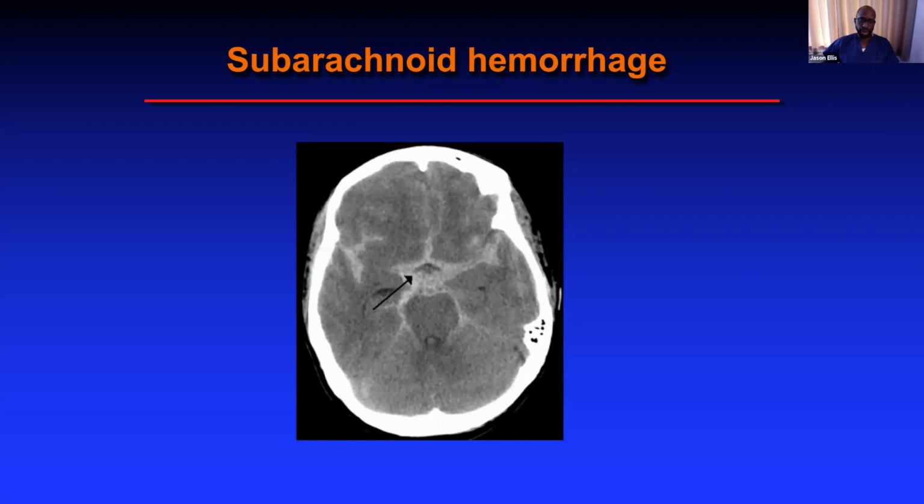Okay, so subarachnoid, that's within the layer just beneath the dura, okay? So within the subarachnoid space, sort of intercalating between those webs of membranes in the arachnoid over top of the brain cortical surface.